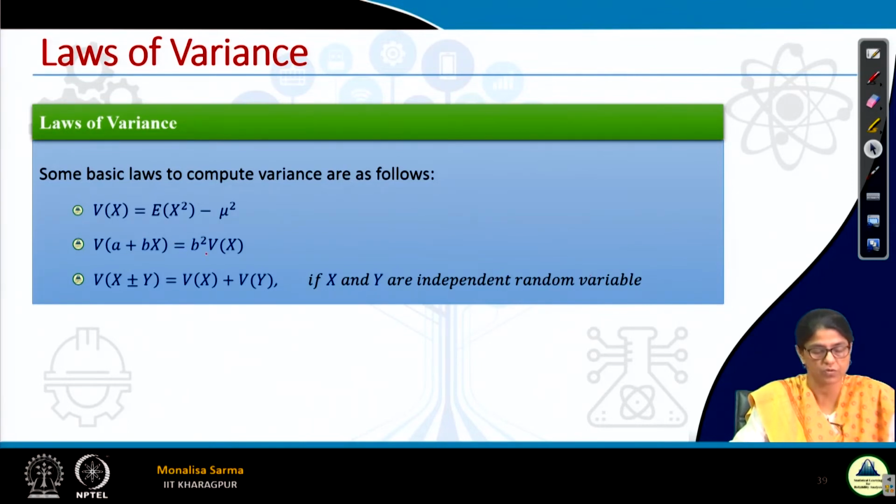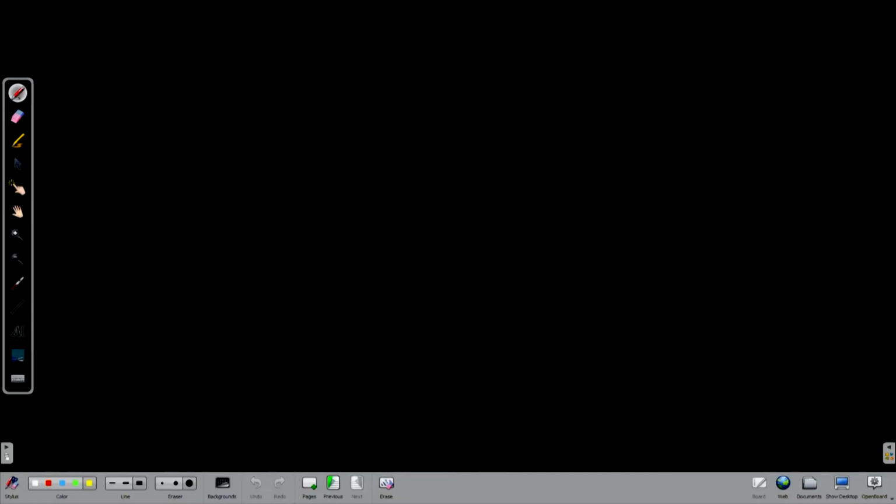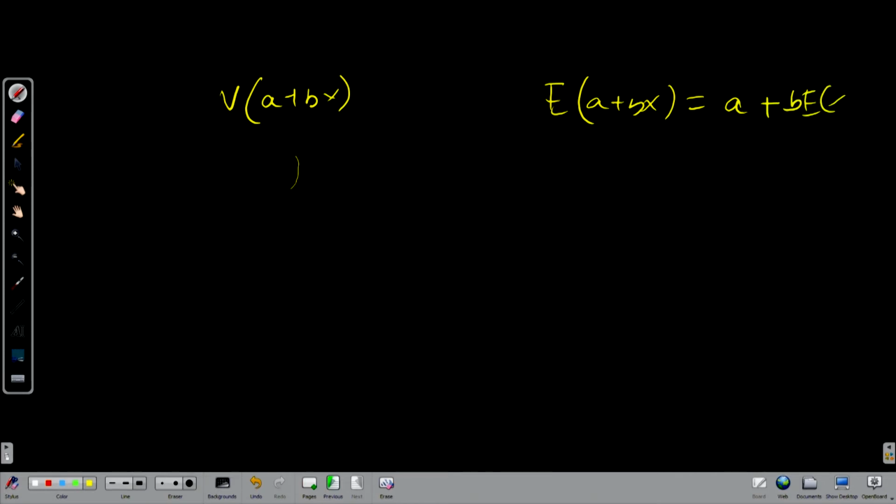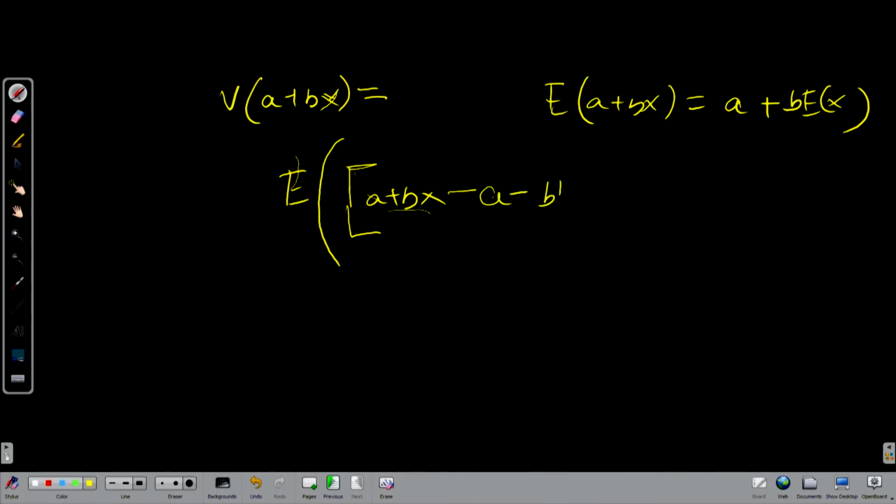So V(a plus bx) is equal to b square V(x). How will you find this? For this we need to find V(a plus bx), right? We already know E(a plus bx); we have seen in our last lecture that it will be a plus b E(x), right? Now when we are interested in finding V(a plus bx), this will be equal to E of (x minus mu) whole square. If I consider a plus bx as x, minus mu, where mu is the mean of this. What is mu of this? I have done it here: it is E of (a plus bx) minus a minus b E(x), whole square.